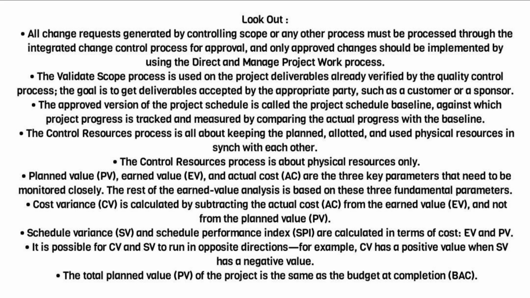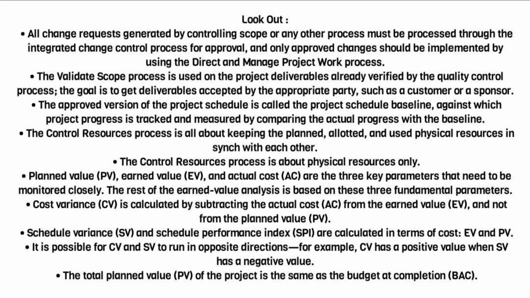The validate scope process is used on the project deliverables already verified by the quality control process. The goal is to get deliverables accepted by the appropriate party, such as a customer or a sponsor. The approved version of the project schedule is called the project schedule baseline, against which project progress is tracked and measured by comparing the actual progress with the baseline. The control resources process is all about keeping the planned, allotted, and used physical resources in sync with each other. The control resources process is about physical resources only.